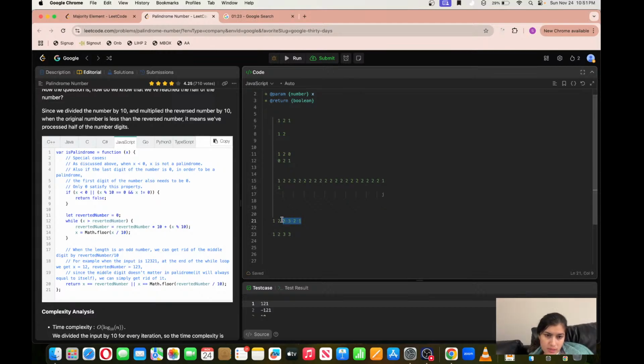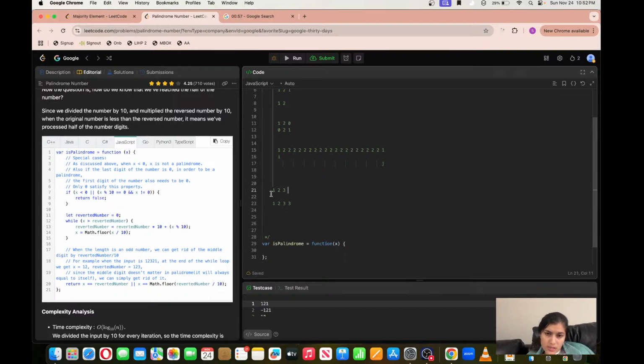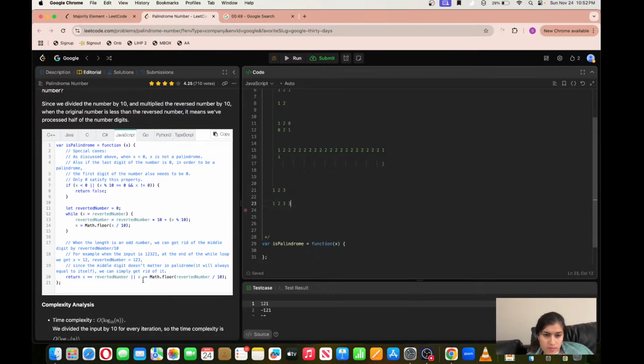So my reversed number will be this one, 1 2 3 3, and my x will decrease, because I'm also deleting this, right? 1 is deleted, 2 I have deleted, and 3 also I will delete. Since this will be less than this, it means that I've reached the half. So yeah, this is the solution. This is a good solution.